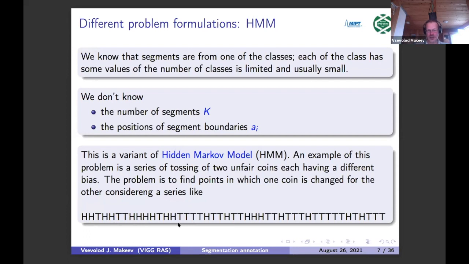So you have to optimize for the degree of the bias, which shows you how much more probable it is to have H than T. And also you optimize for the position of the boundary, and for the number of segments, so how many times the coin was switched. But you know that there are only two coins, so this is the hidden Markov model environment. You know how many classes there are in the problem.